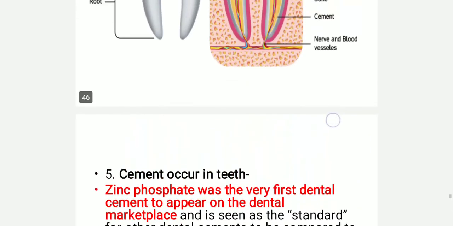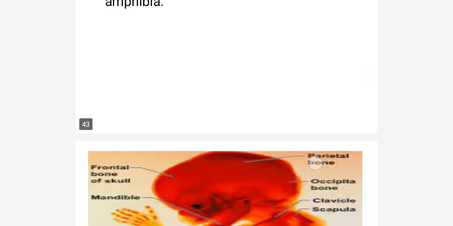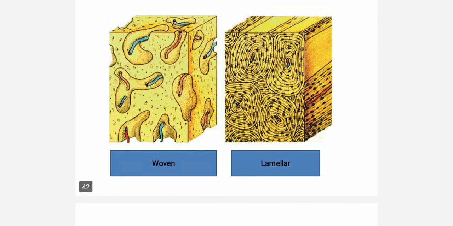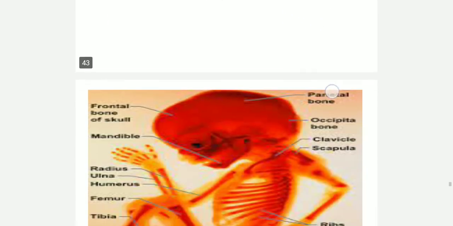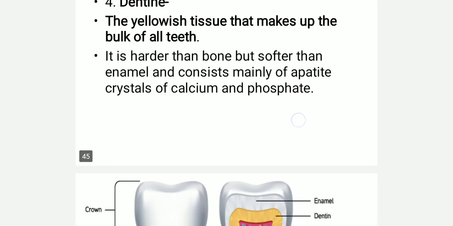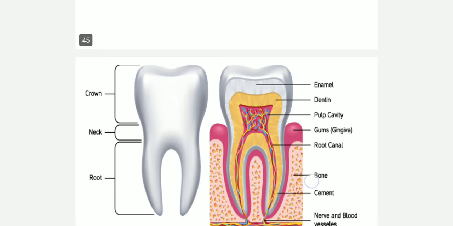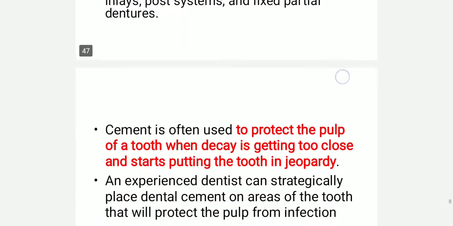So we have seen according to microscopic structure, first lamellar, where lamellae are arranged in proper manner, seen in the mature human bones. Woven, where lamellae are not properly arranged, seen in the young fetal bone and in the repairing condition of a fracture. Fibrous bone seen in the young fetal, amphibia and reptiles. Dentine, that is yellow tissue that makes the tooth strong. Cement, zinc phosphate, remember one thing, as well as it protects the pulp of the tooth when decay is getting too close.